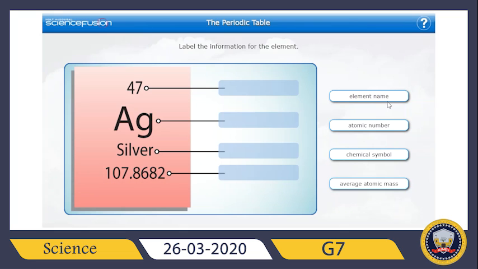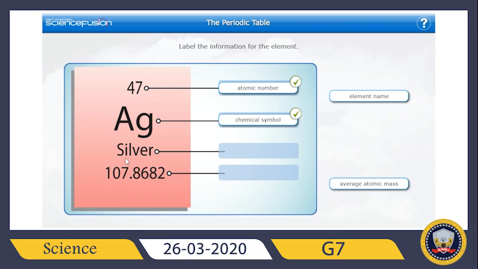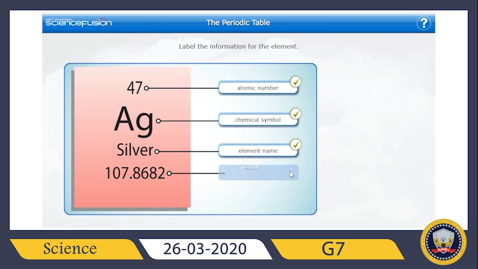Let's try to solve this question. We need to label the information for the element. This one at the top should be the atomic number. You can clearly say that this is a symbol, a chemical symbol. And this is the name of the element, silver. At the bottom we can see the average atomic mass of this element. So when you see an element on the periodic table, you can analyze it easily by considering these.